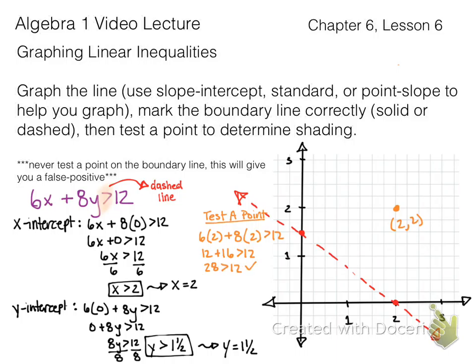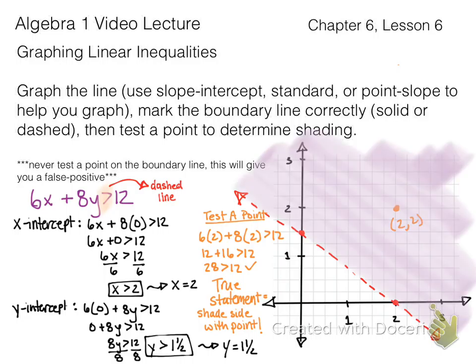Hey, that is a true statement, and if you remember back from the previous slide, if you get a true statement, you shade the side of the line of the point that gave you that true statement. Since 2, 2 gave me a true statement, I get to shade the side of the line that contains 2, 2. It's a true statement, shade side with point. Shaded. Beautiful, right? So all of the solutions in that purple range will give me possible solutions to this linear inequality.